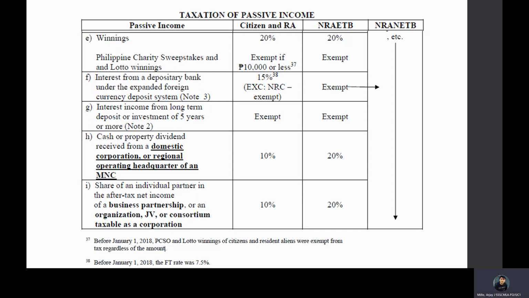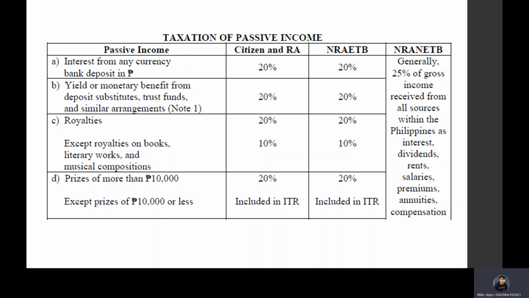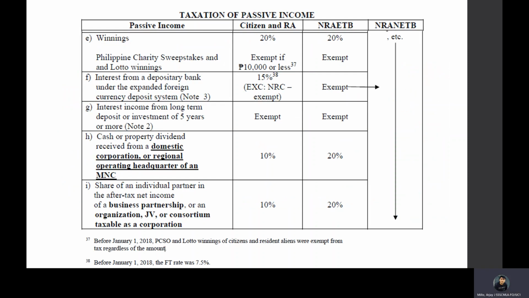Yung NRA-NETB na yun, same lang siya dito. Yung sa generally 25% of gross income received from all sources within the Philippines. So yun yung general rule. The next one, yung interest from a depository bank under the expanded foreign currency deposit system. So for citizen and RA, 15% siya.